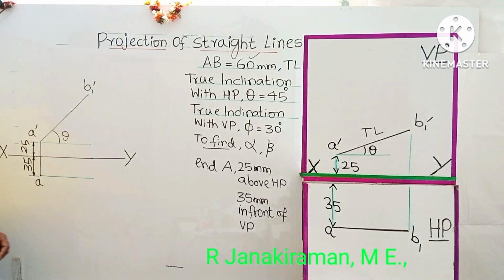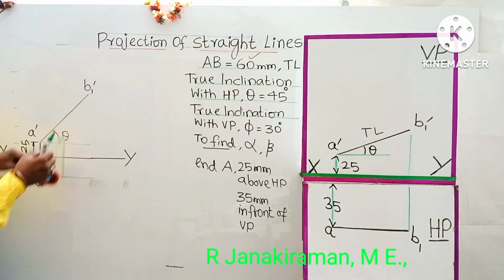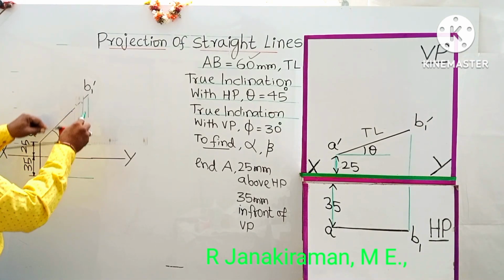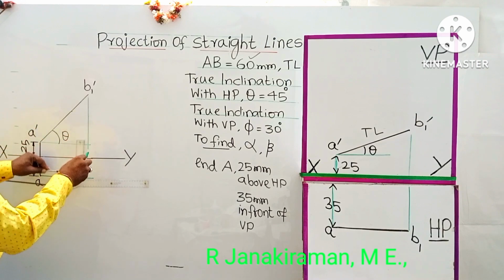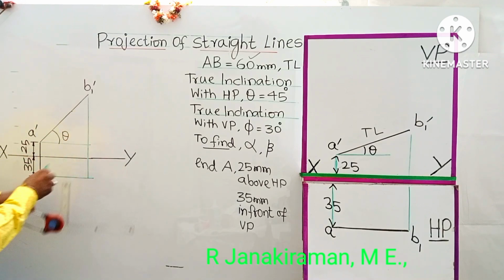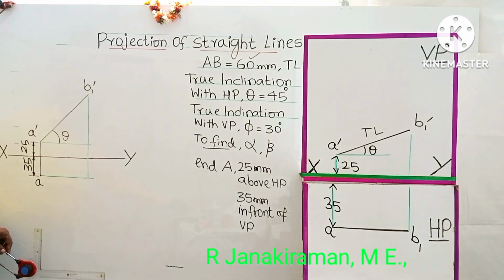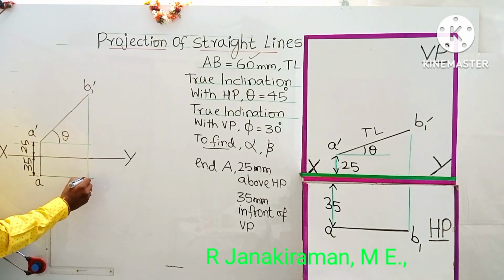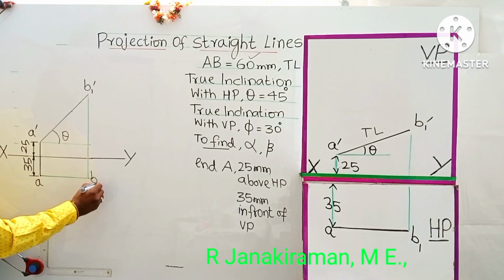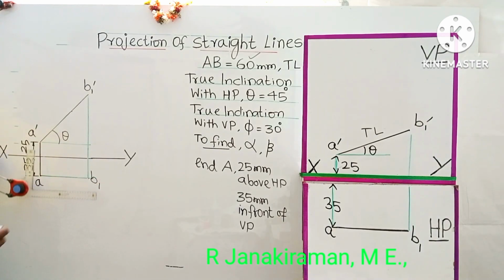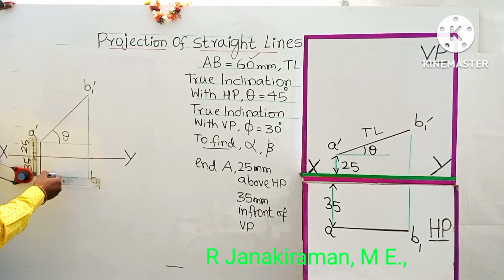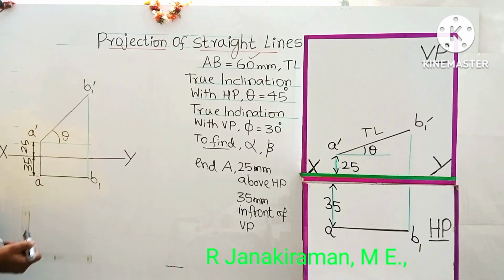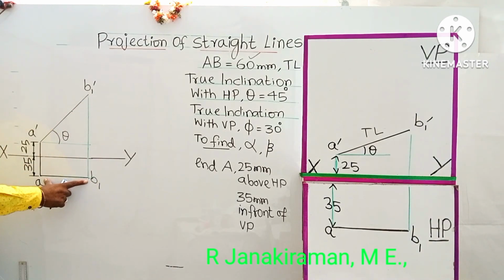So draw a vertical projector passing through B suffix 1 downward. Where it intersects the horizontal line passing through point A, it shall be marked with the same letter, B suffix 1, in the top view. B suffix 1 dash is in the front view, that is above the XY line. Join A and B suffix 1 using the longest scale of your drafter. This is the front view and this is the corresponding top view.